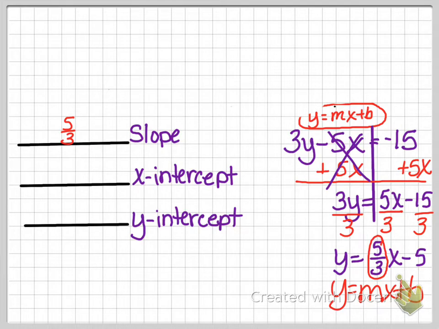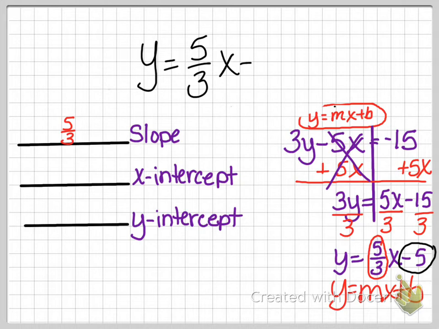All right. So my y-intercept is the b. The b is at negative 5. It's y equals 5 over 3x minus 5. The b is right here. So that means my y-intercept, where I cross the y-axis, is at negative 5.